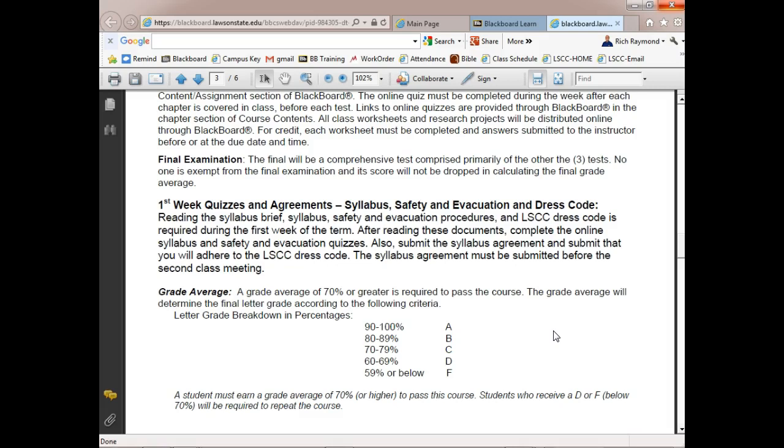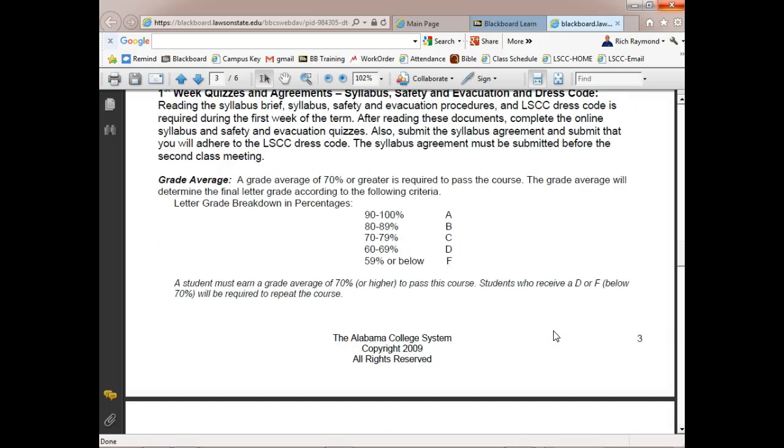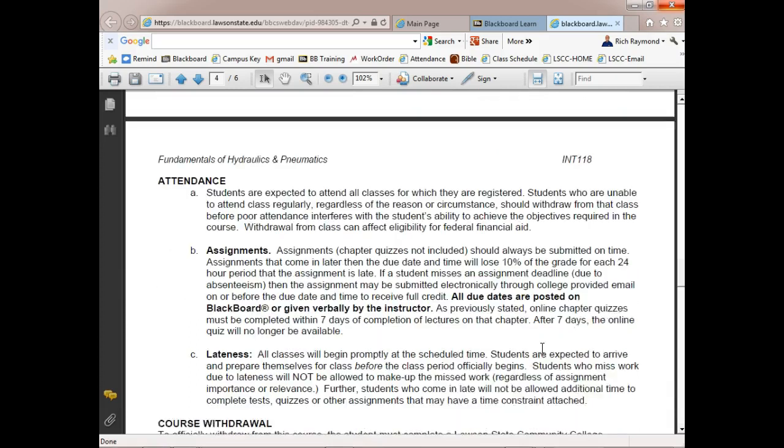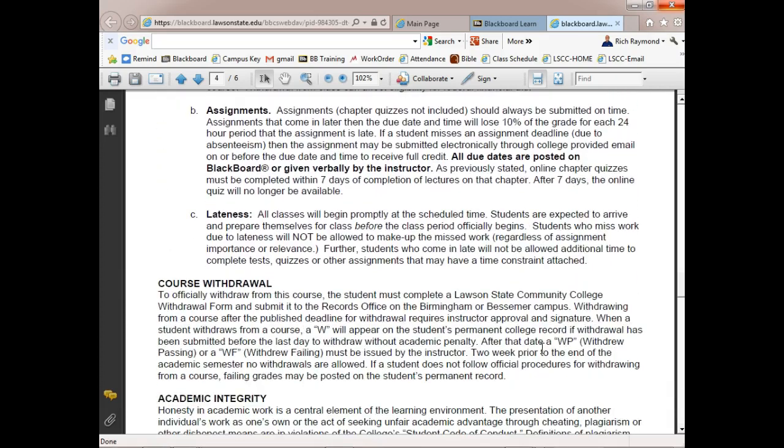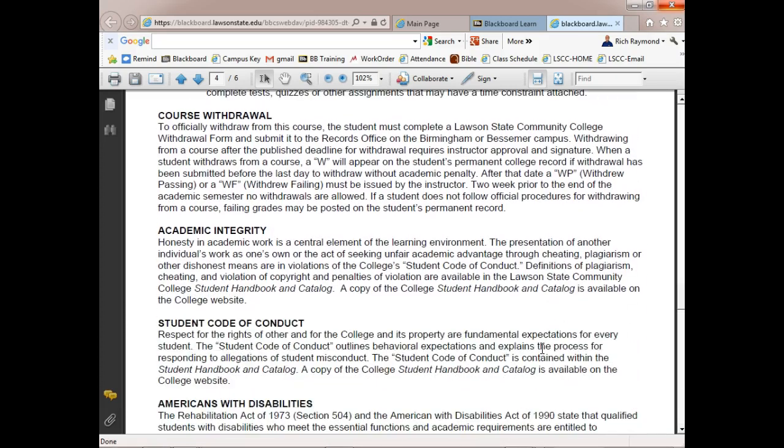Are we okay? By the way, it takes at least a C to pass the course. So if you make a D or an F, you have to repeat the class if you want credit for it. And that's Lawson State policy. Attendance is very important for you to be here. Another problem that I always have in my classes is people will stop coming. They'll just stop coming. And they don't do what? They don't withdraw from the course.